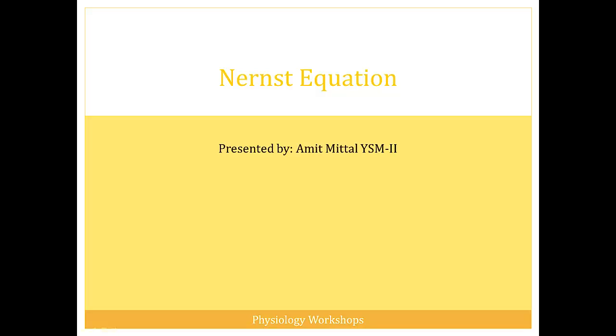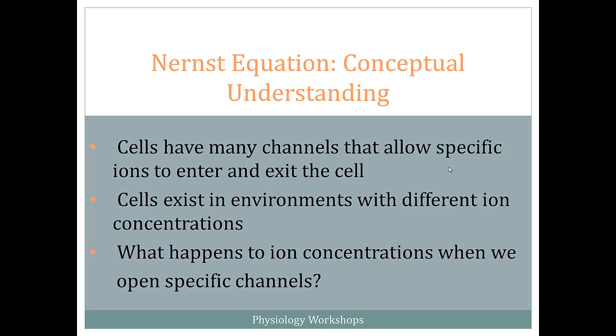But before we can understand the equation, we have to first discuss a little bit about cells and their environment. As you already know, each cell has several different channels that allow specific ions to enter and exit the cell. For example, we have channels that mainly allow the movement of chloride ions, such as our CFTR channels, which we'll be discussing in our cystic fibrosis lecture. And we also have channels specific to other ions like sodium and potassium.